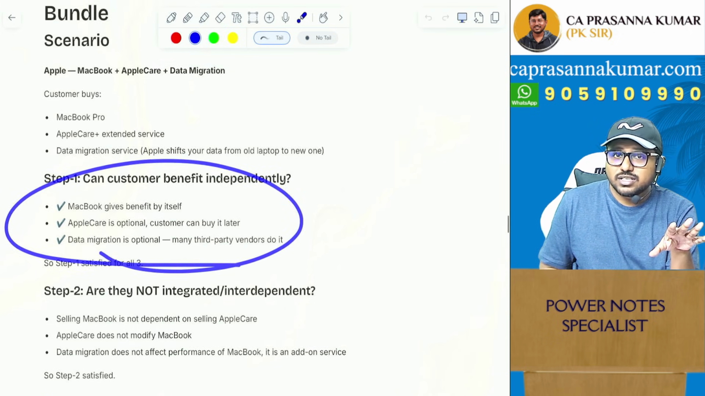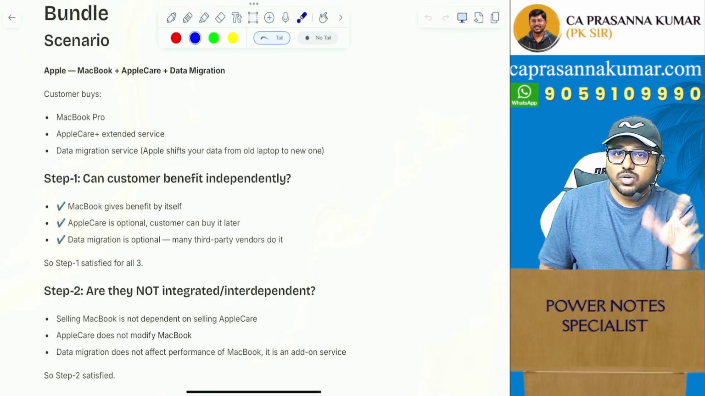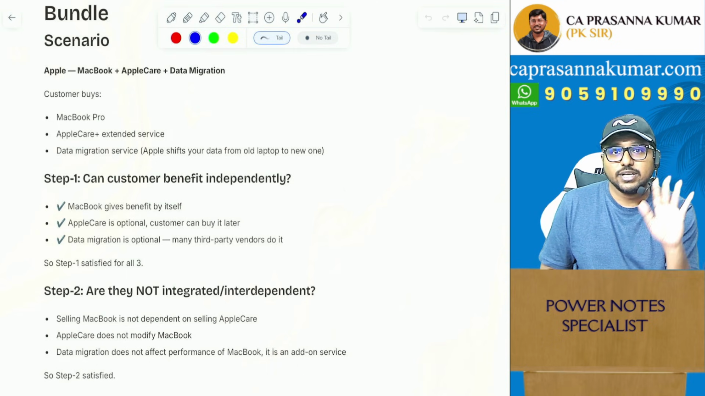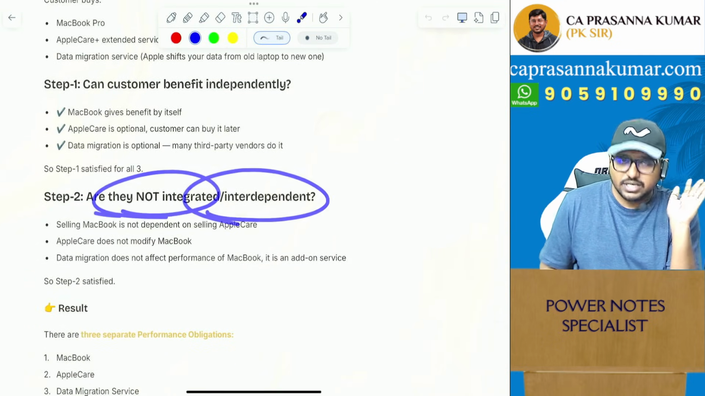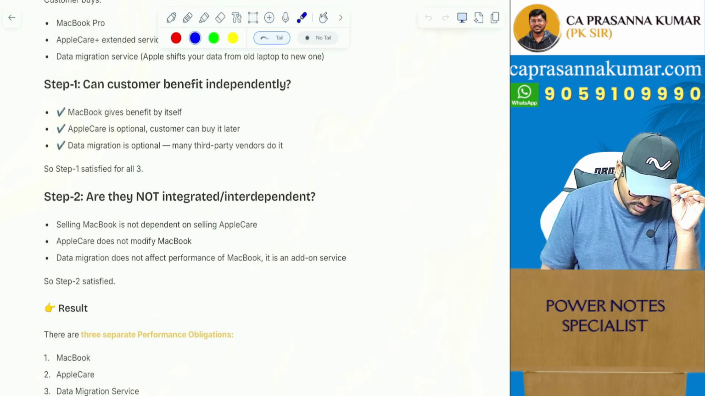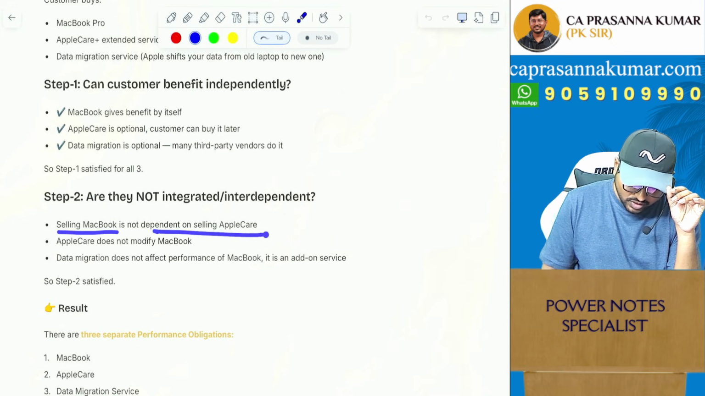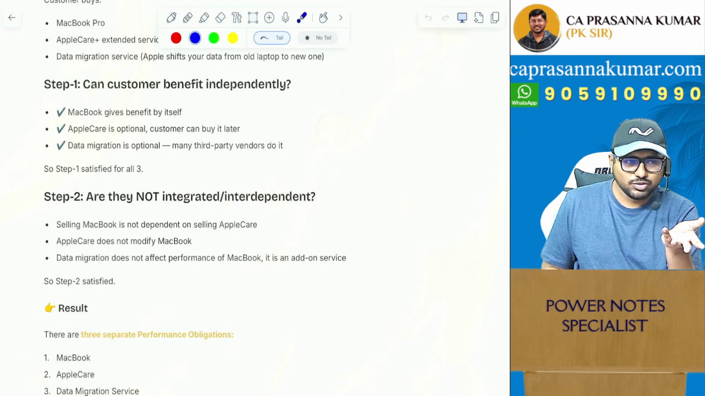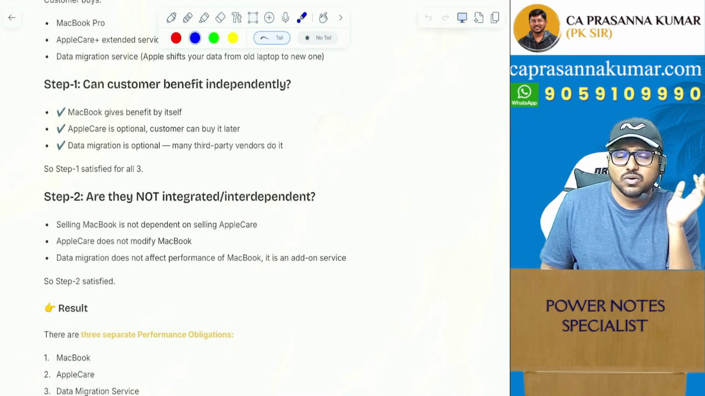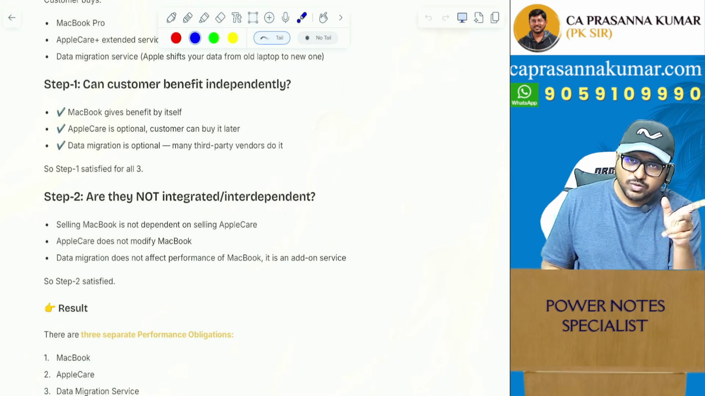If the first condition is satisfied, that does not mean that the good or service is distinct. The second condition also needs to be satisfied. What is the second condition? Are they not integrated, not interdependent? Tell me one thing. Selling MacBook is not dependent on selling Apple Care. Why? Because you can just buy MacBook and you can go. Most of the people do that only. They don't buy Apple Care along with that. So therefore, one is not dependent on the other.